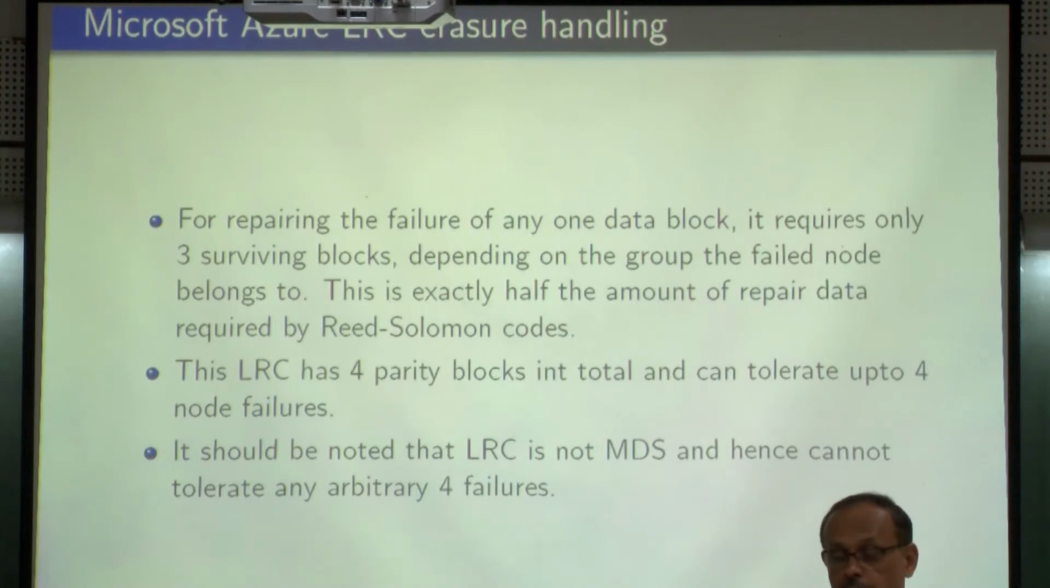If it is an RS code, you had to contact 6. Now suddenly 3. So it's almost a 50% improvement. So LRC has 4 parity blocks in total, and it can tolerate up to 4 node failures. In fact, the tolerance to different types of errors can be different, because it's not completely MDS. So it can tolerate up to 4 node failures, but not all 4 node failures, because it is not an MDS and hence cannot tolerate arbitrary failures. If there are arbitrary 4 node failures, then it is not always possible.